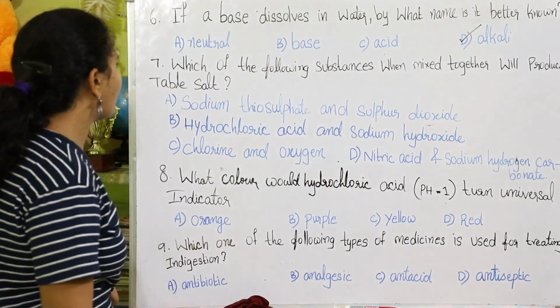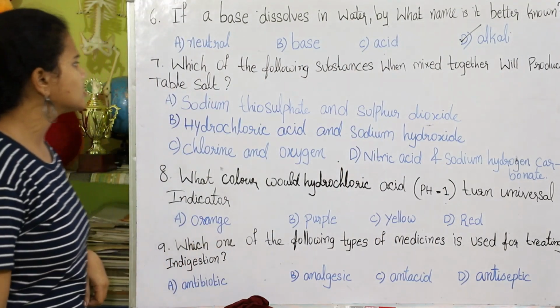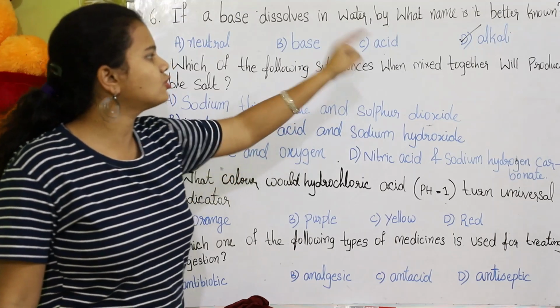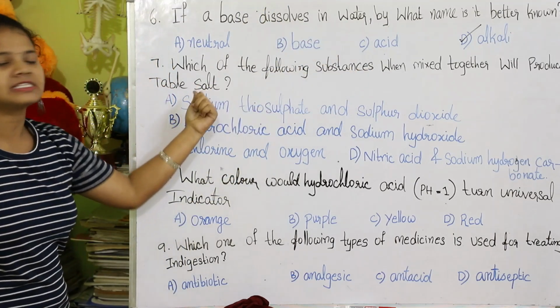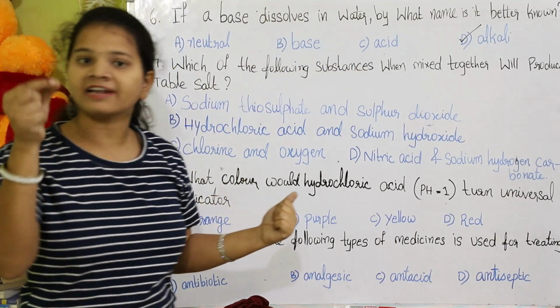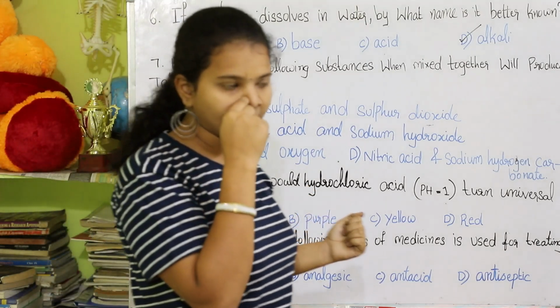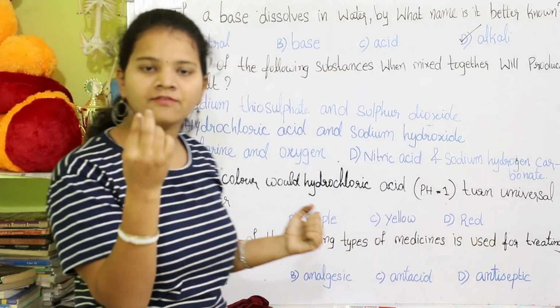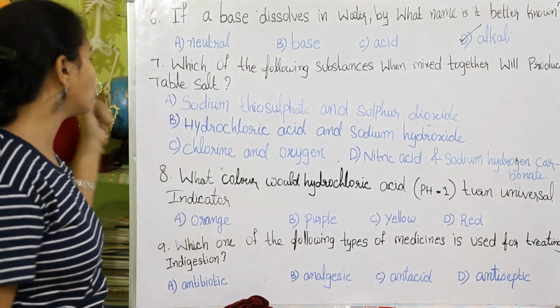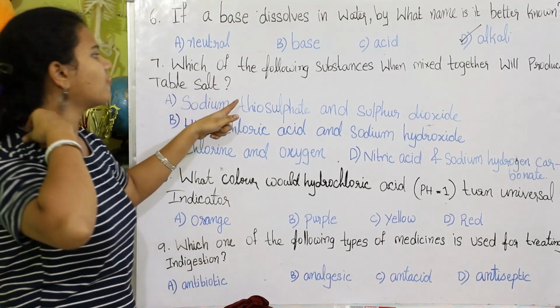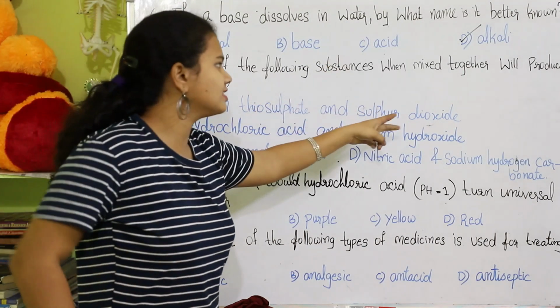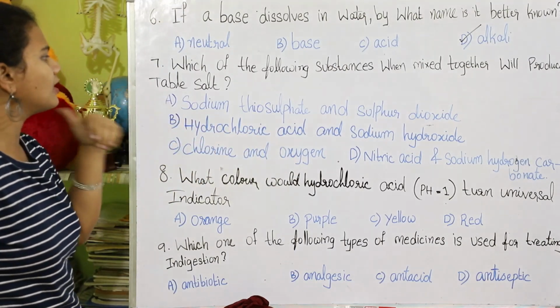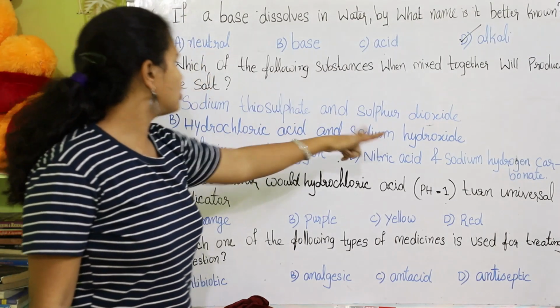Now the second one, here you have: which of the following substances when mixed together will produce table salt? Table salt means the salt we use for making curry. So that is called table salt. Which of the following two substances, when mixed, will produce table salt?